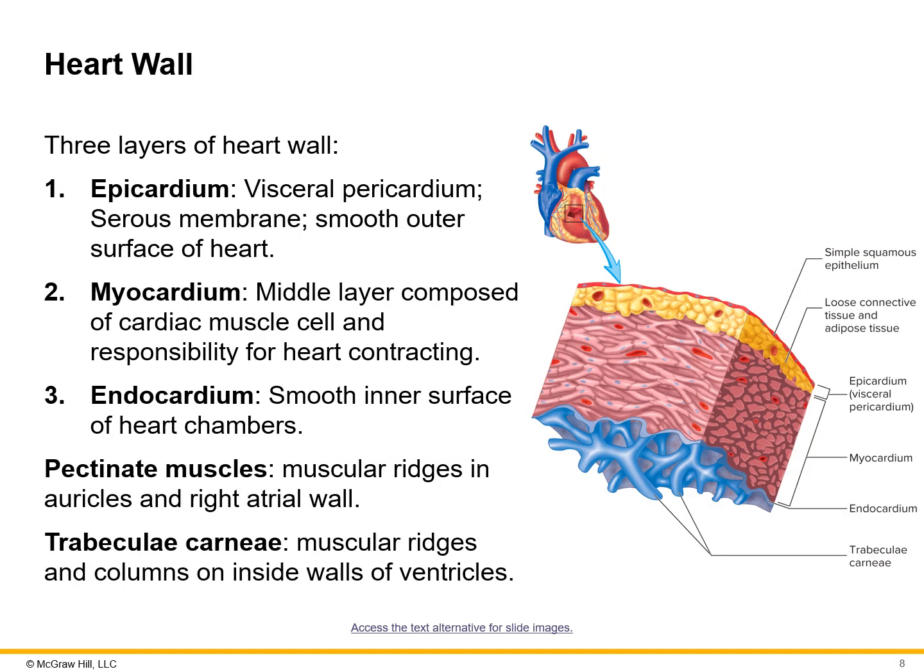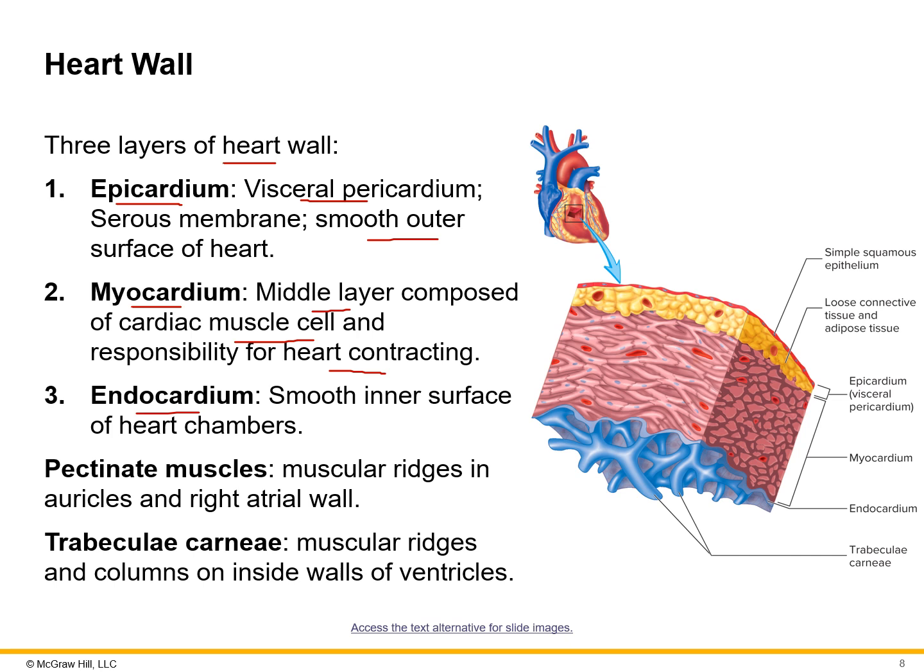Now, if we look at the heart walls, there are three layers of the wall: the epicardium, the myocardium, and then the endocardium. The epicardium, as we just mentioned, is that visceral pericardium made up of that serous membrane, which is a smooth outer surface of the heart. The myocardium is the middle, so myo or middle, made up of the cardiac muscle cells, and that's responsible for the contraction of the heart. This is the thickest layer of the wall of the heart.